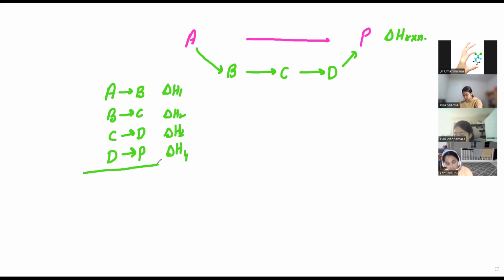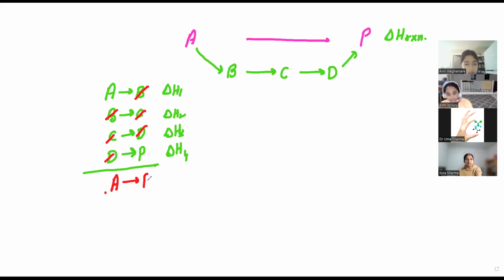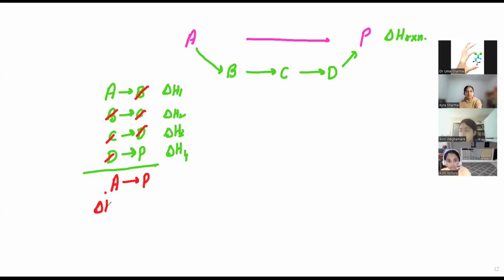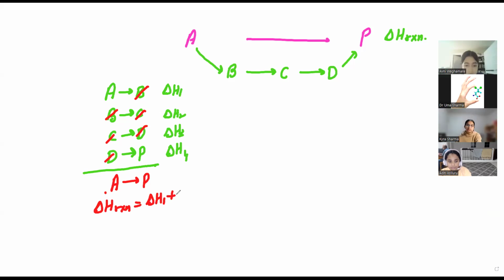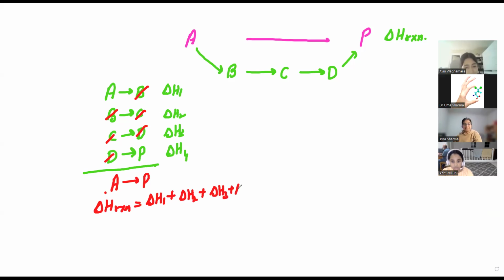Can you add these reactions? Add all of them. You're getting A to P. So what is delta H of this reaction? It's the sum of delta H1. Yes, Avni? Oh, yeah. Just add all of the delta H's.